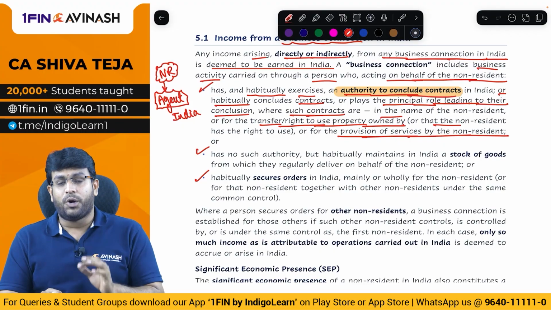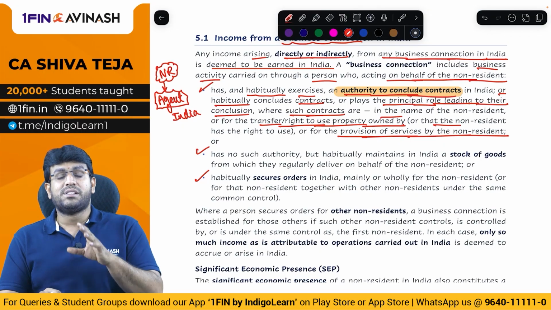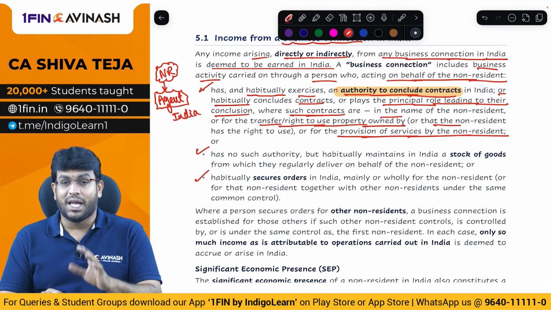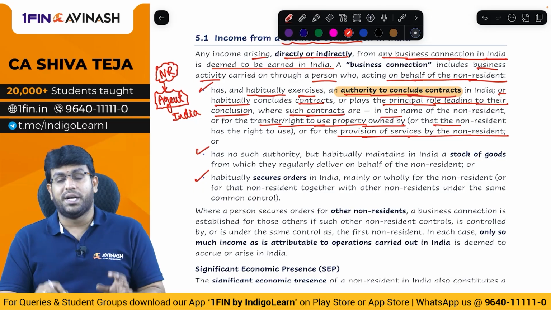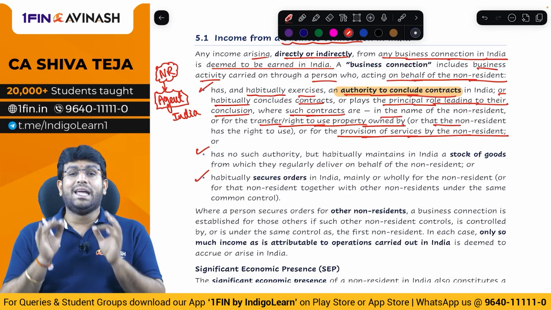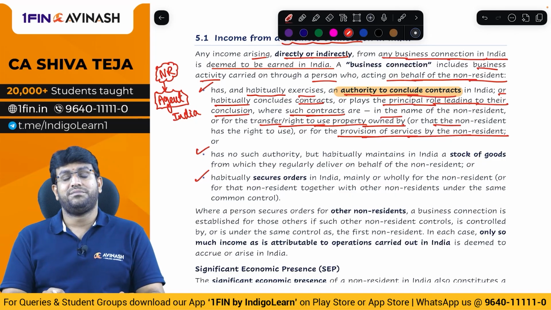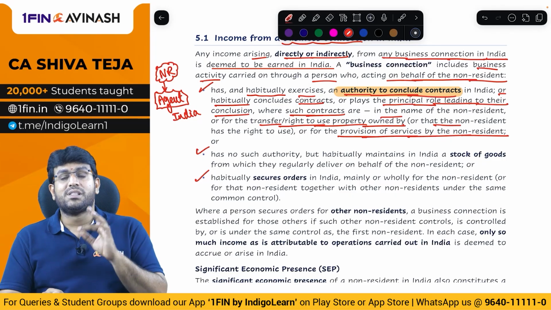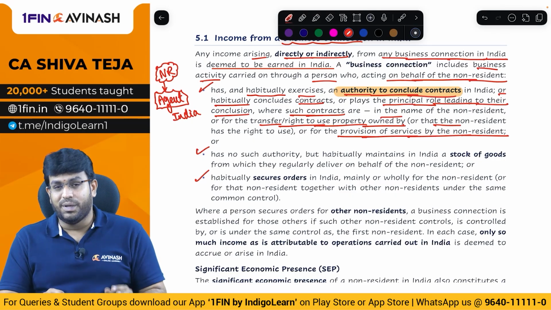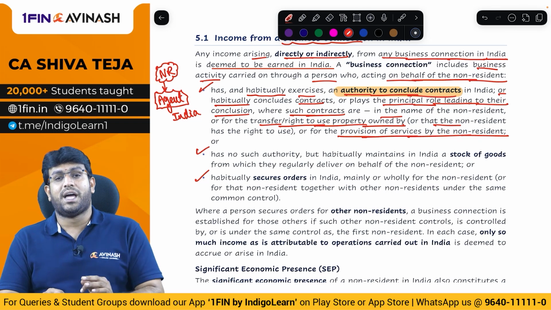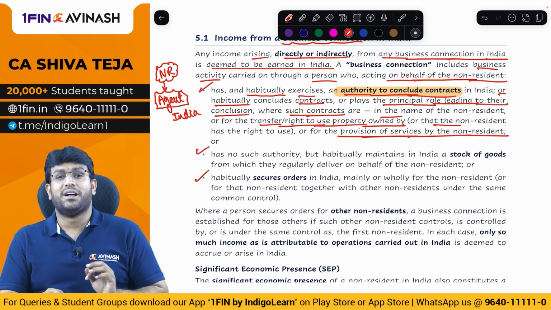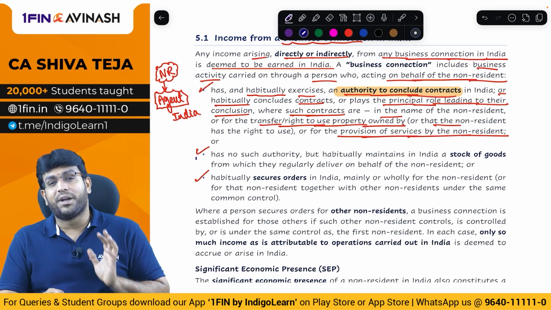And this concept is important for a simple reason, because business income of a non-resident, what is that line? Business income of a non-resident is taxable only and only if the non-resident has business connection in India. Come on friends, what is the line? Business income of a non-resident is taxable if and only if the non-resident has business connection in India. That's where this point is important.